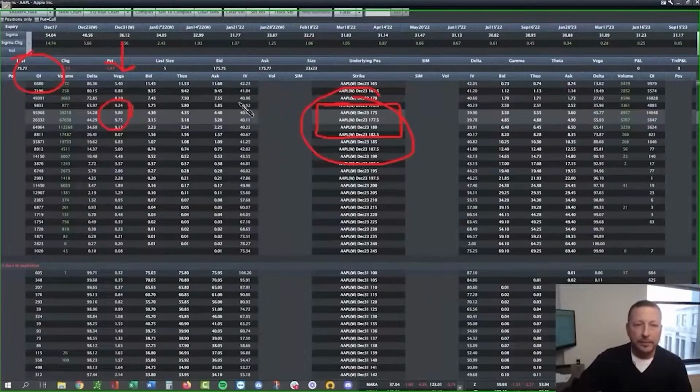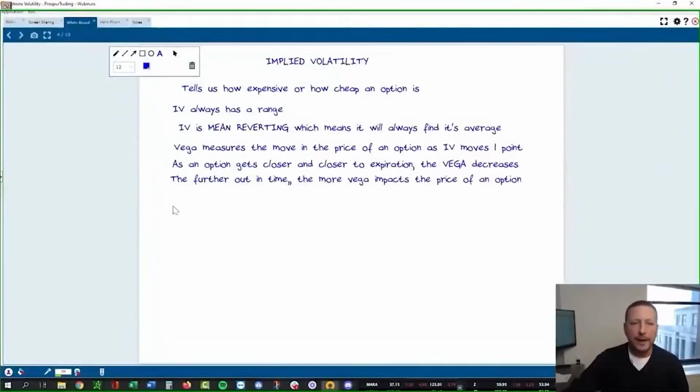Okay? Now, the implied volatility right now in Apple is 40. That's measured in percentage terms. That's 40%. Okay, let me put this on the whiteboard now. So we've talked about vega. Implied volatility is measured in percentage terms. Now, 40%, you may not know what that means. I don't know if that's high, that's low, or somewhere in the middle.